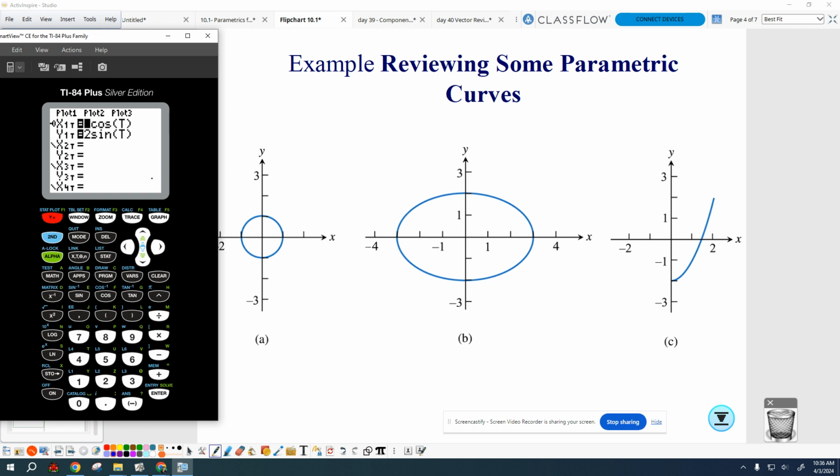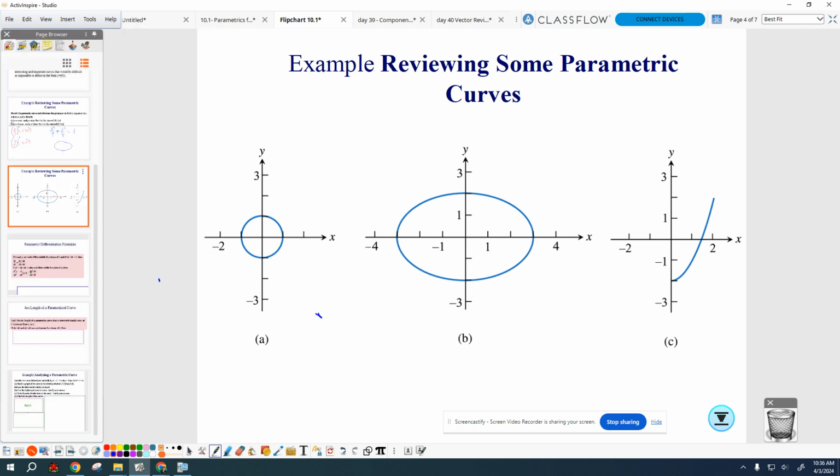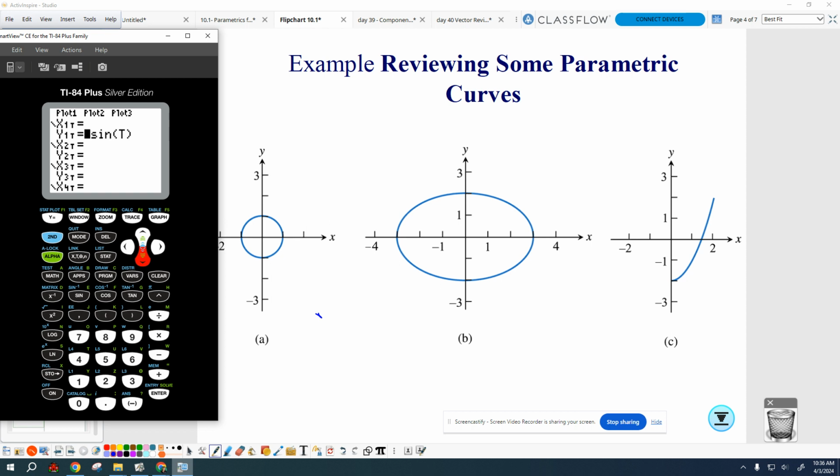If I hit y equals, now I hit y equals and the stuff looks weird.